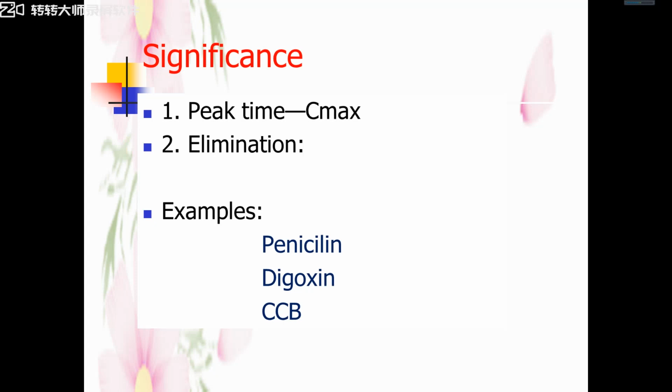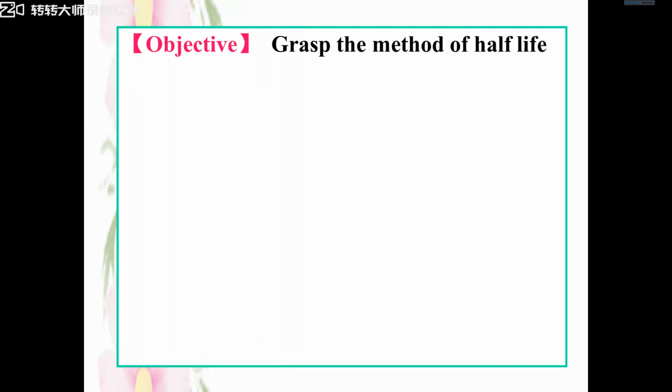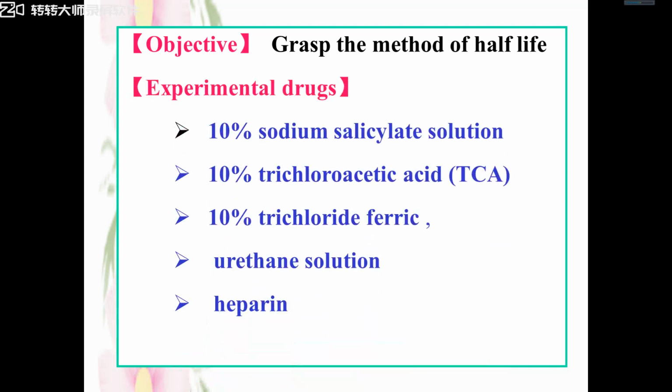Okay, so let's do the lab. The aim of this lab is to grasp the method of measuring half-life. We can use this method to test the half-life of each drug. The experimental drugs include, the first one, 10% sodium salicylate solution. Today, in this class, we will examine sodium salicylate's half-life, the tested drug.